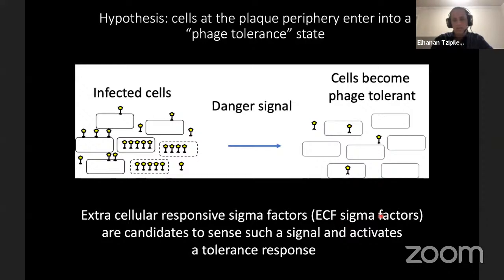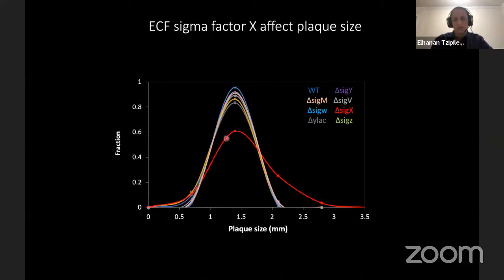Bacillus has 7 such sigma factors, and to explore their effect on plaque size, we deleted each one of them. You can see here the normal distribution of plaque size on wild type bacteria and no change in 6 out of 7 ECF sigma factors. But when we knocked out sigma X, we found much larger plaque size.